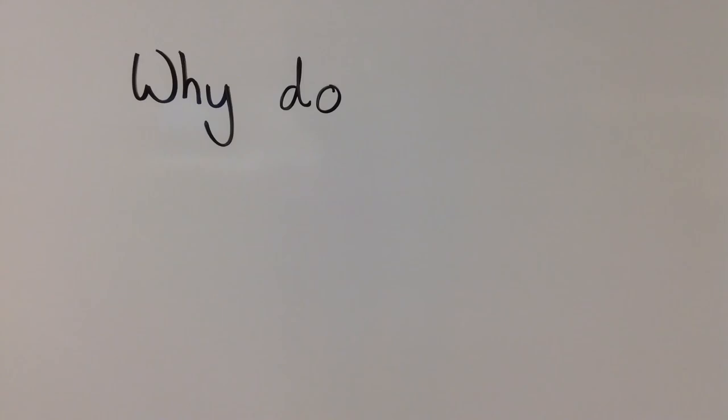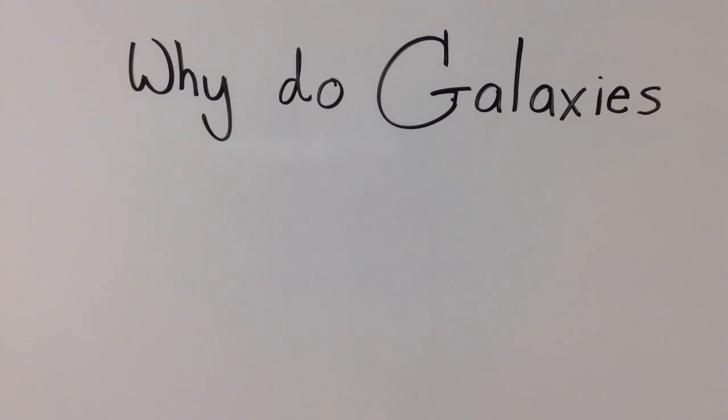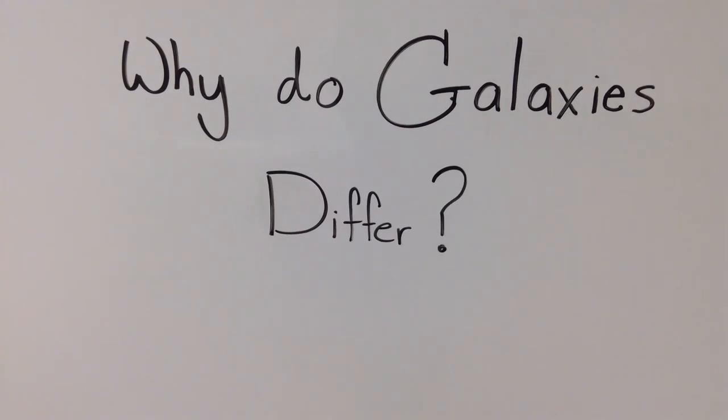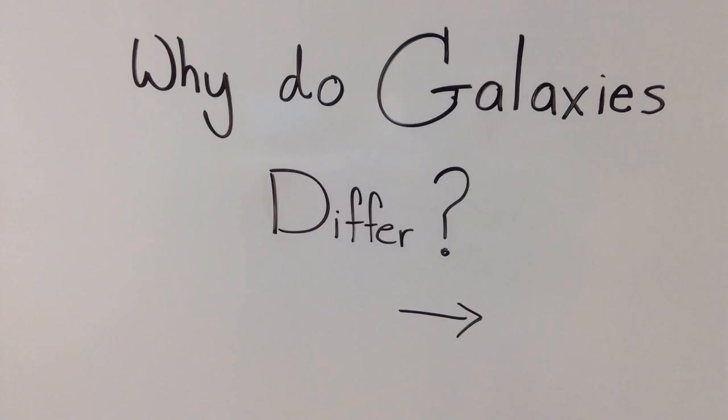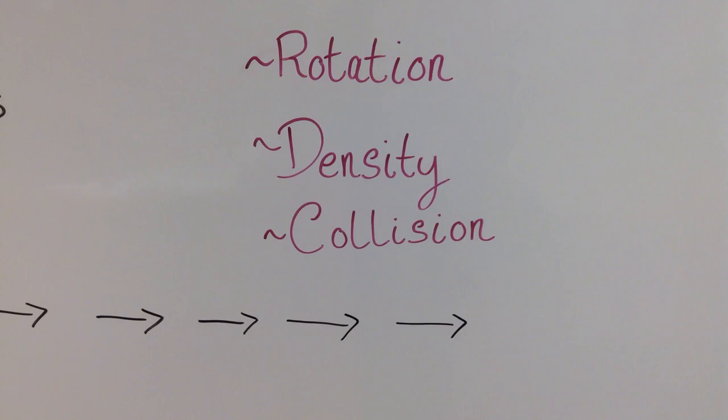We know that galaxies form in pretty much the same basic way. Gas is drawn by gravity into dense regions of space and forms protogalactic clouds that will condense further to form galaxies. So why do they differ in shape? There are three explanations: rotation, density, and collision. Rotation and density indicate differences in birth conditions, while collisions refer to later interactions between galaxies.